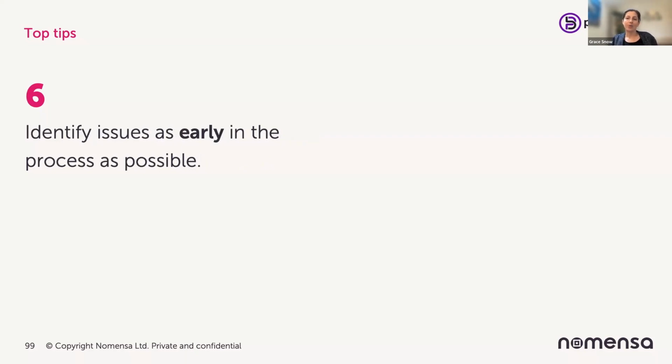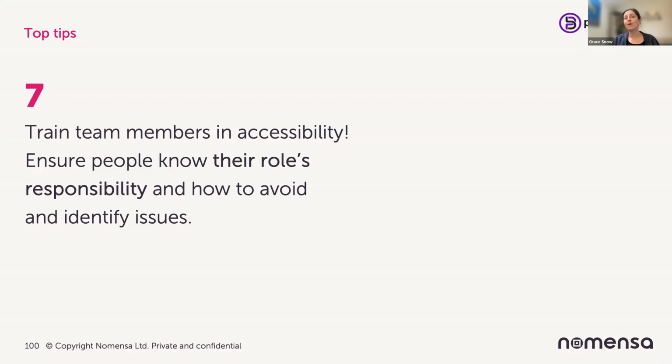Waiting until an issue is live is going to add a huge cost. So identify the issues as early in the process as possible. And this comes with time, this comes with practice, this comes with training. So the more aware the broader team is, the more likely this is to happen, where you'll shift that accessibility thinking earlier and earlier in the process. Which is why you need training. So train team members in accessibility.